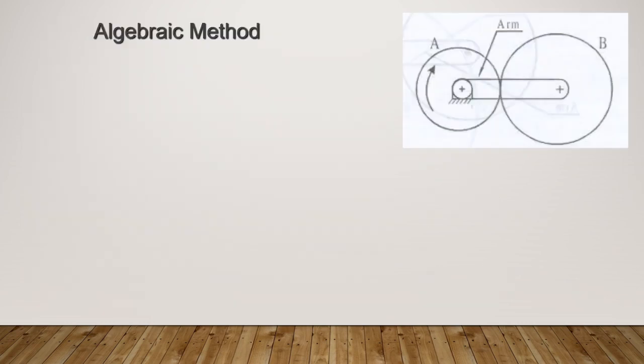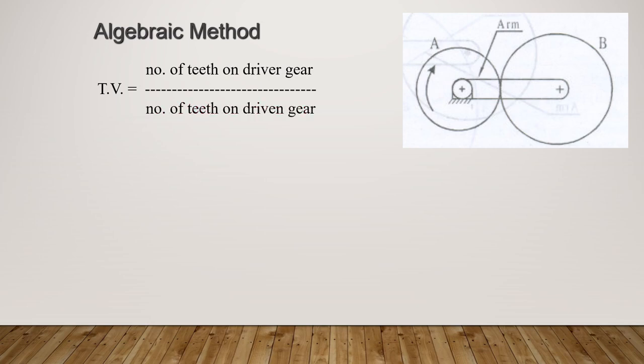The first step in the algebraic method is to write the train value in terms of the number of teeth. It is the number of teeth in the driver gear to the number of teeth in the driven gear. Here, they didn't mention in the question which is the driver gear and which is the driven gear. So in this case you can assume one gear as driver and the other as driven, and you have to proceed in the same way throughout the problem. Here I will assume A as the driver gear and B as the driven gear.